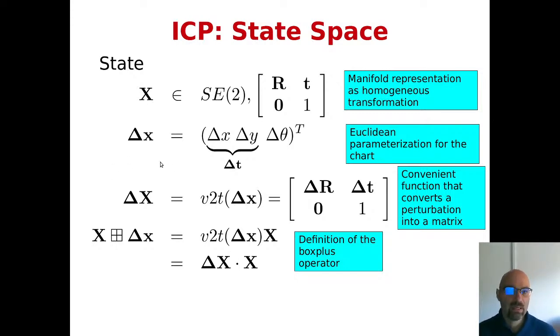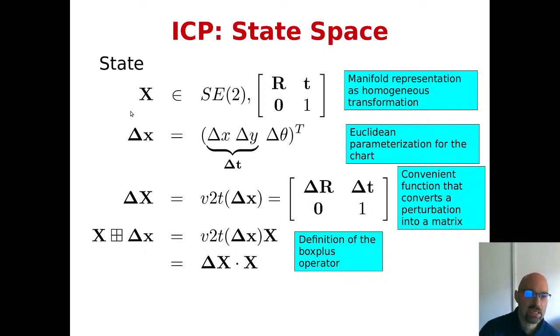Then we represent a perturbation. Well, a perturbation is a way to change a transformation matrix. And in a plane, you can translate it and you can rotate it. So you have three components. And we call this the Euclidean parameterization of the chart. So our chart will be delta x, delta y, and delta theta, which is a locally Euclidean space, right? Okay.